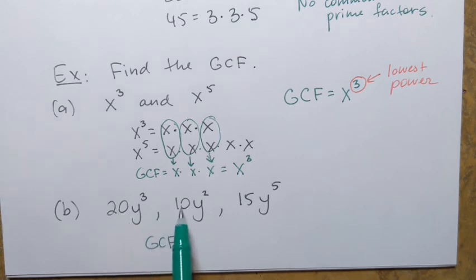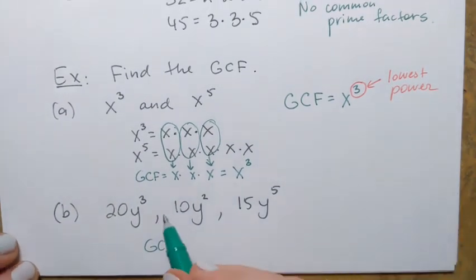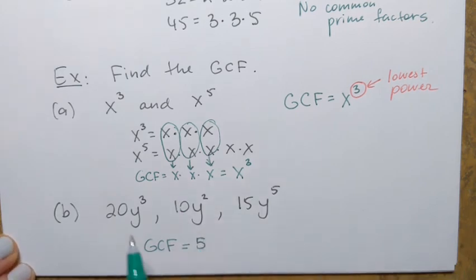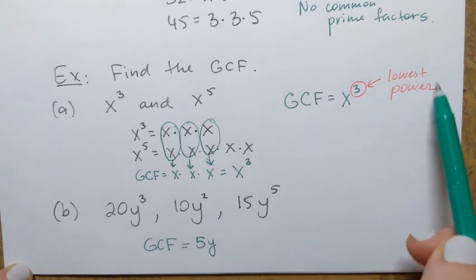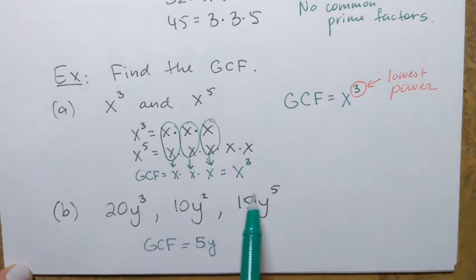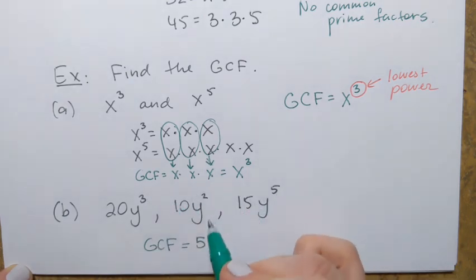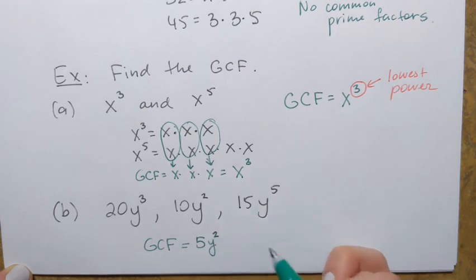So when we look at 20, 10, and 15, what's the largest number that divides 20, 10, and 15? You probably can guess that it's 5, right? So then the GCF will have 5. That comes from the common factor of 20, 10, and 15, the greatest common factor. And what's going to be the GCF for the variable part? Well, it's going to be that variable, y, but raised to the lowest power. So then I have to check all the powers present and find the lowest one. If I have powers 3, 2, and 5, well, the lowest is 2. So the GCF will be 5y to the second power.